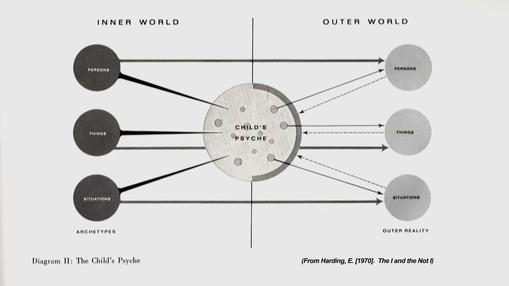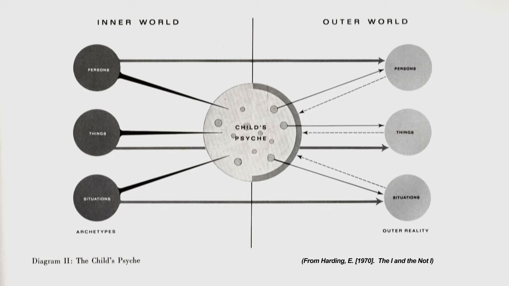It's a wonderful book for understanding these structures that we're discussing. The textbook we're going to use in this course is Murray Stein's Jung's Map of the Soul. But even in conjunction with that book, Harding's book, The I and the Not I, is really a wonderful adjunct.